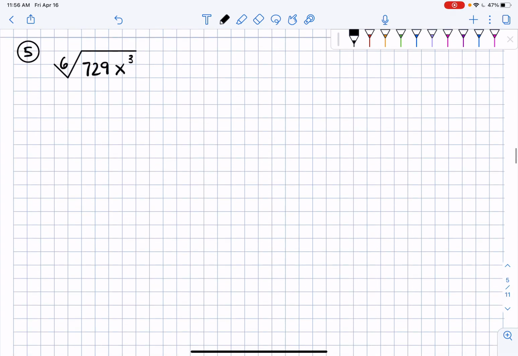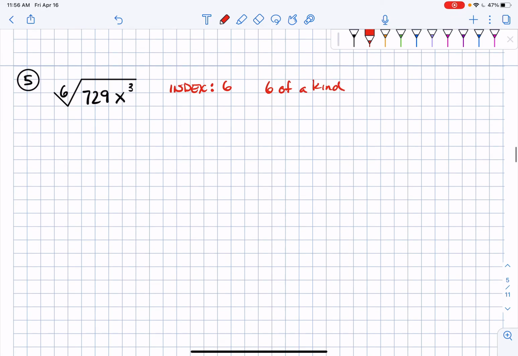Number 5. All right. So typically this is radical. My index is a 6. So I'm looking for 6 of a kind. Right. So I'll take the 729 and break it down. What goes into 729? Let's see here. I know 2 does not. Let's try 3. It does.